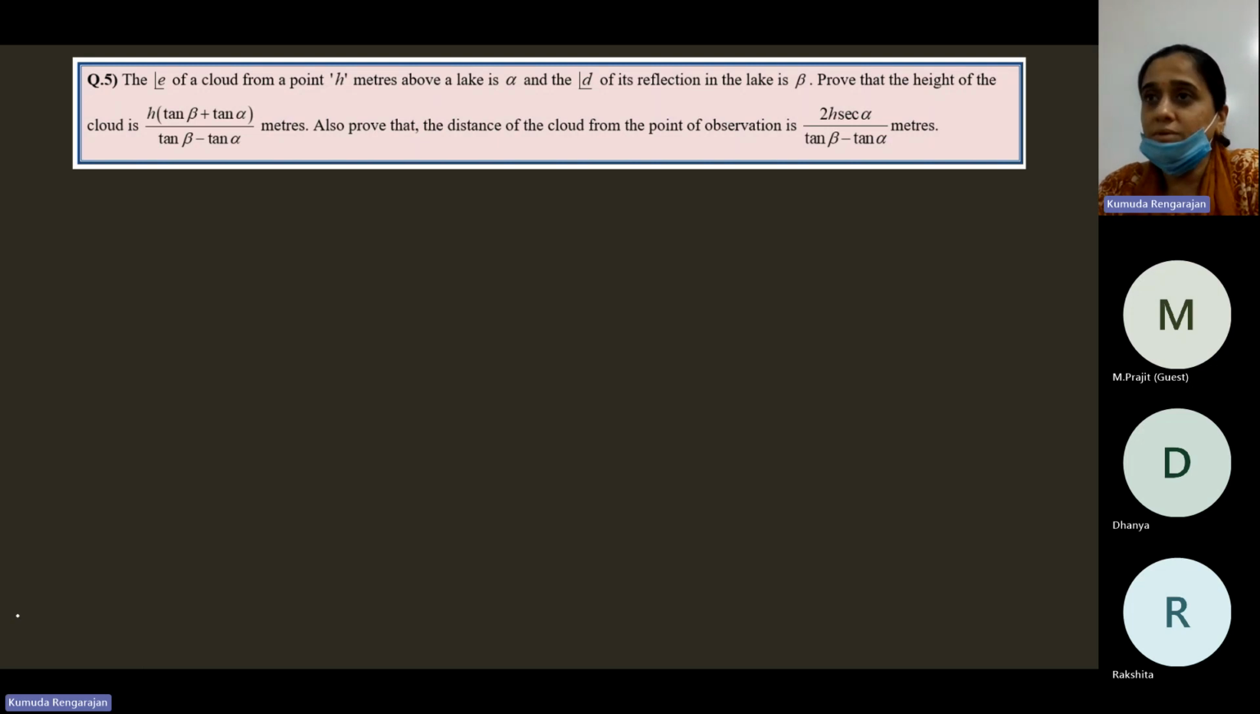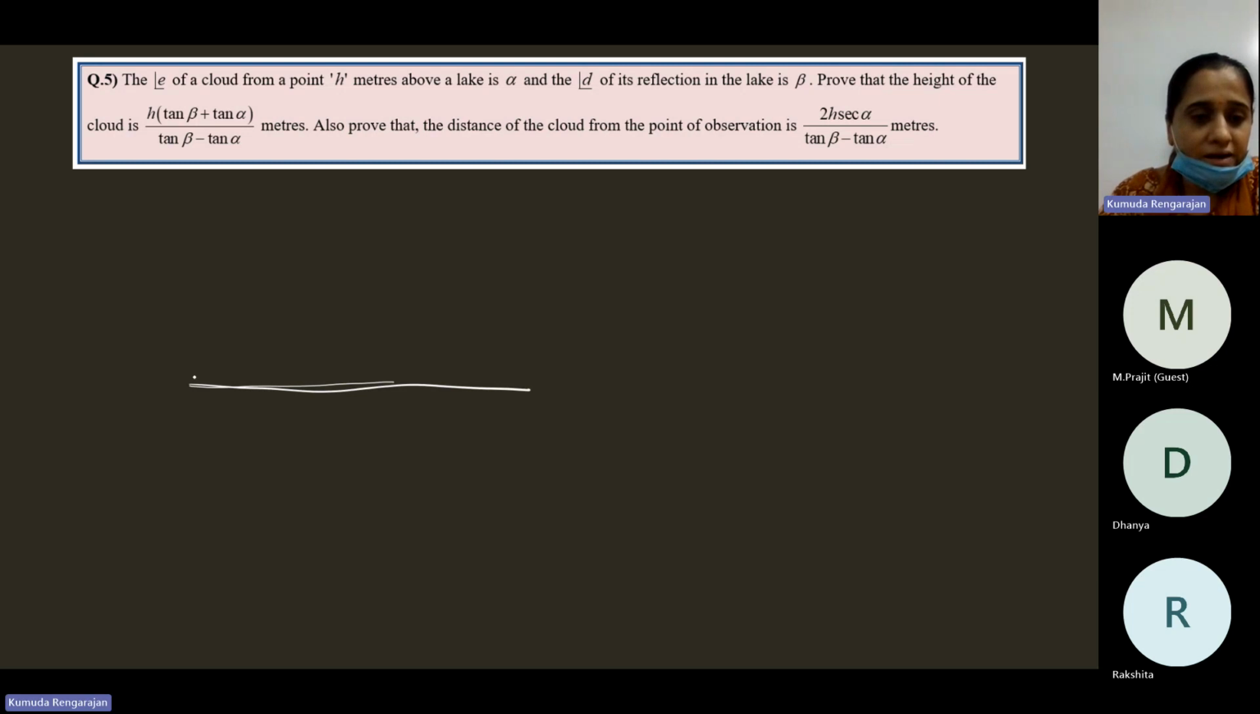We took up a numerical problem like this. The angle of elevation of a cloud from a point h meters above a lake. Okay, so this is the surface of the water. And the observer is at a point h meters above the lake. So this is the surface of the lake, and this is the position of the observer. And where is he? He is h meters above the surface of the lake.